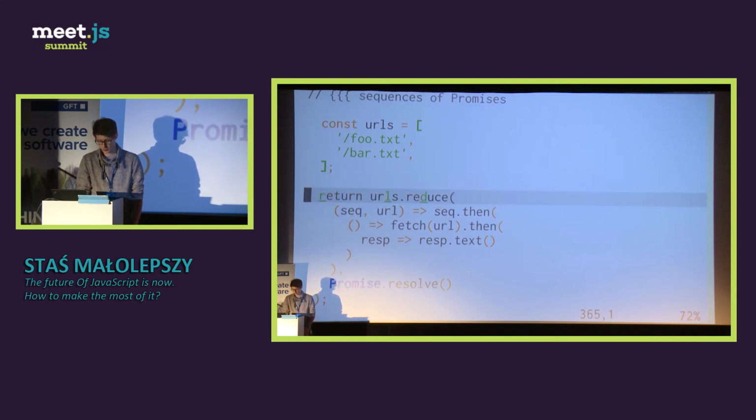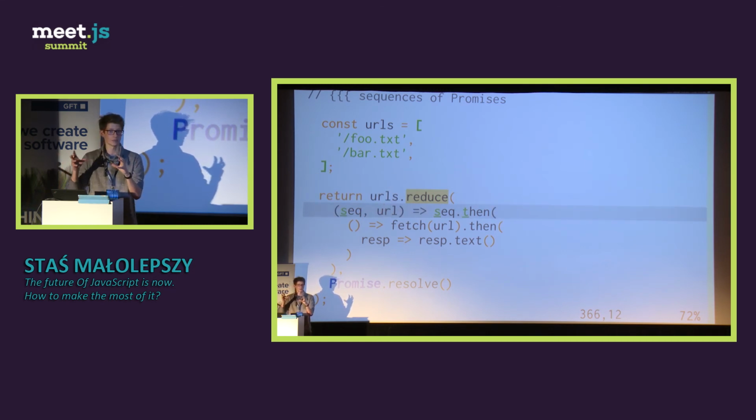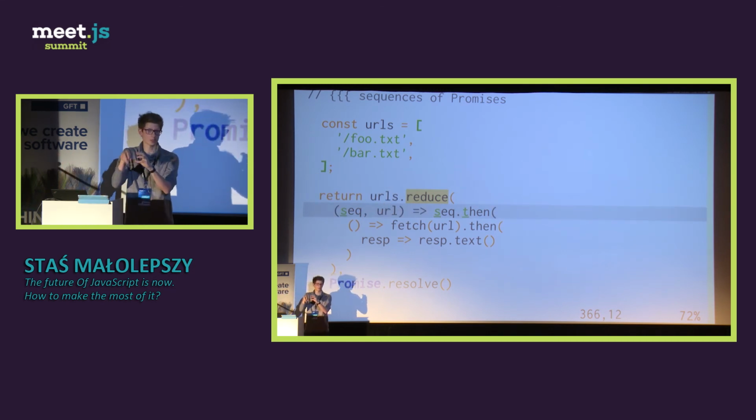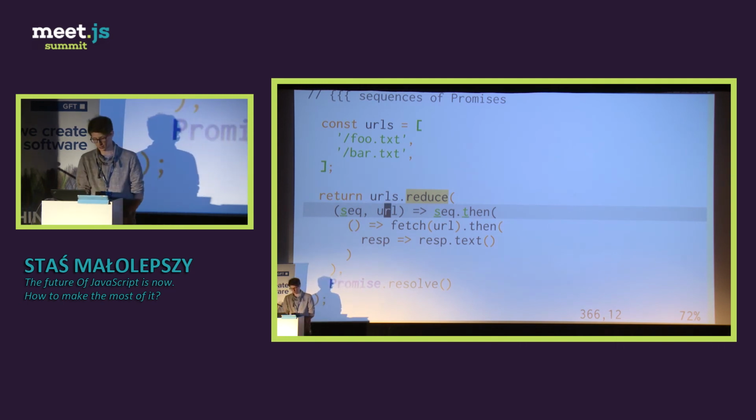I can also use reduce to resolve promises in a sequence. So in this example, I have the same source of data, same source of URLs, and I will be fetching them one by one in order. And I do that by reducing this array and building a new promise on top of the previous one in a sequence. And you can see how I use promise resolve as an initial value for this reducing operation.